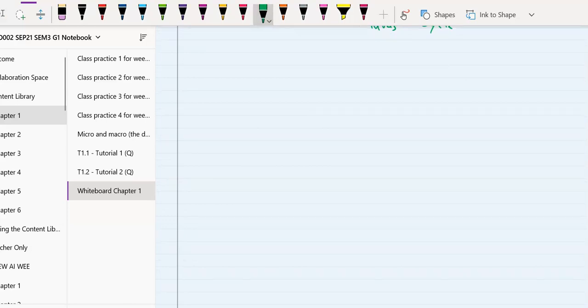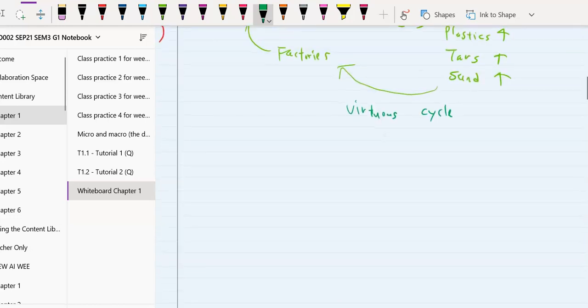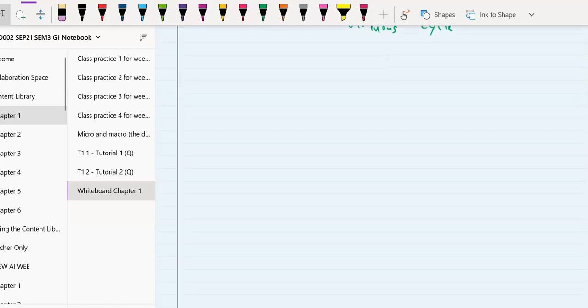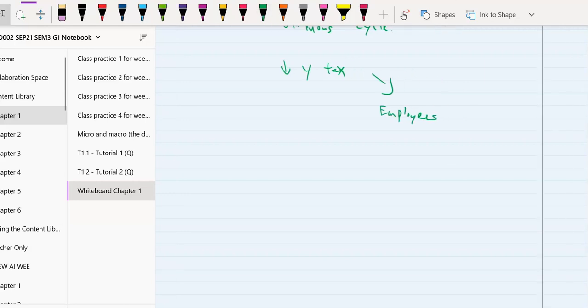Virtuous cycle, and this time they're going to, for example, if they don't like to increase government spending, they can decrease income tax. When they decrease income tax, suddenly the citizens, those who are employees, normally income tax refers to employees, they see that they have more income to spend.